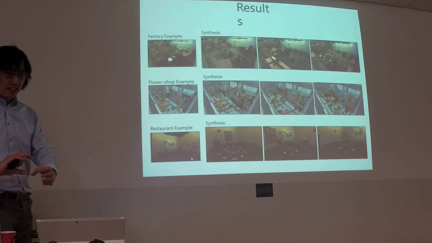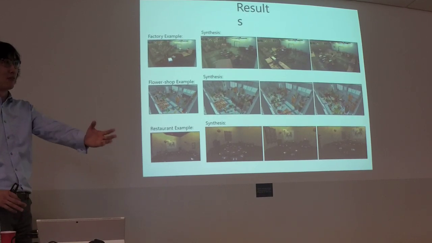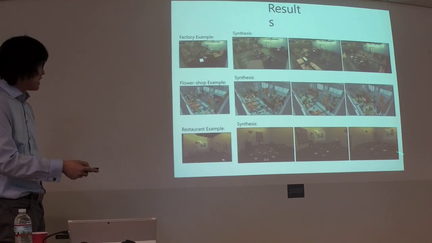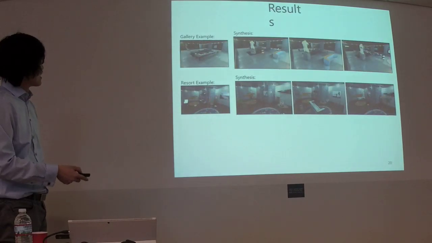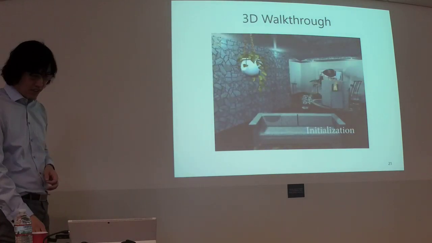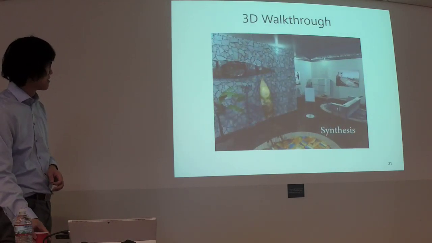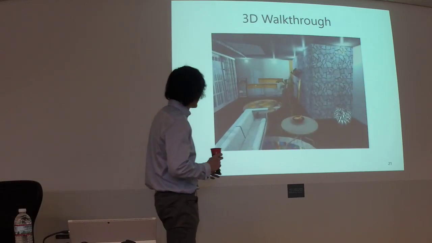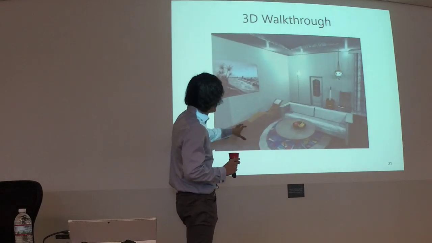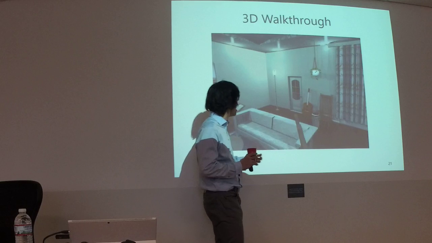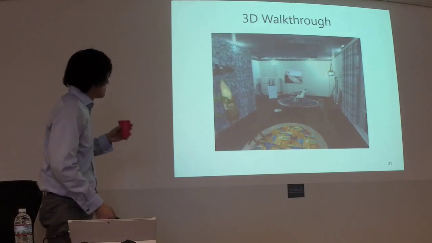So in the next thing I talked about, I will incorporate some of the ideas there and show you. So I synthesize factories, flower shops, restaurants, galleries, resorts. This is a walkthrough of some of the scenes synthesized. Like a resort, I can have a music corner here because I define some pairwise relationships between the musical instruments. So pop up.